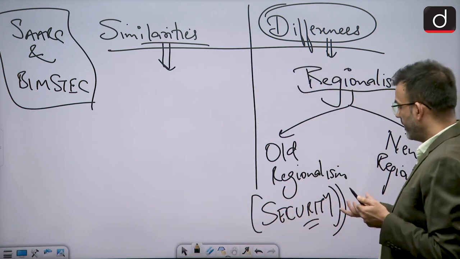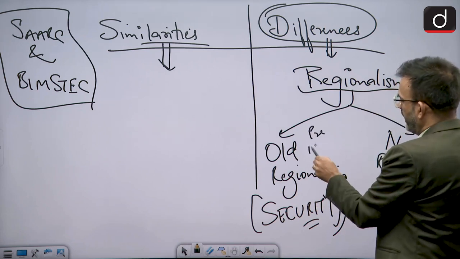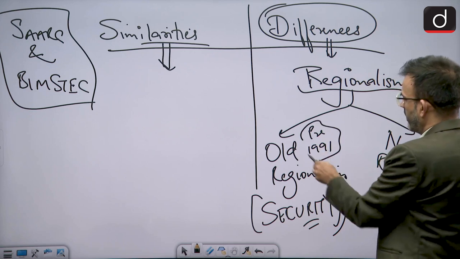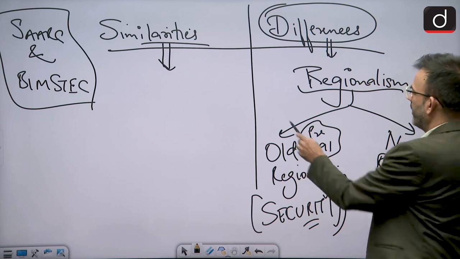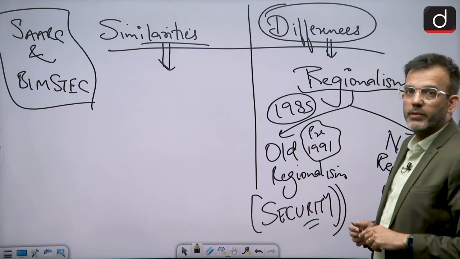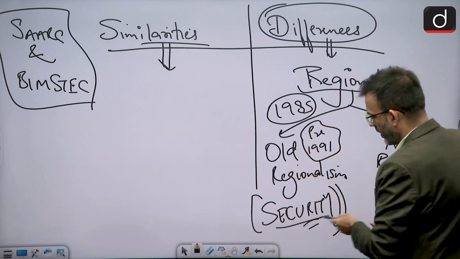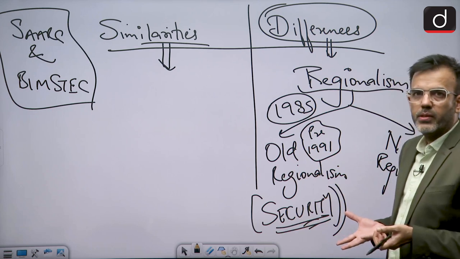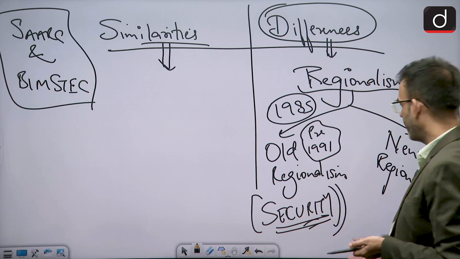Okay? And old regionalism means pre-91 era, pre-1991, whatever regionalism was there, it was called old regionalism. And since SAARC was formed in 1985, technically it belongs to this era of old regionalism, where the prime aspiration for regionalism was security. So SAARC belongs to security.